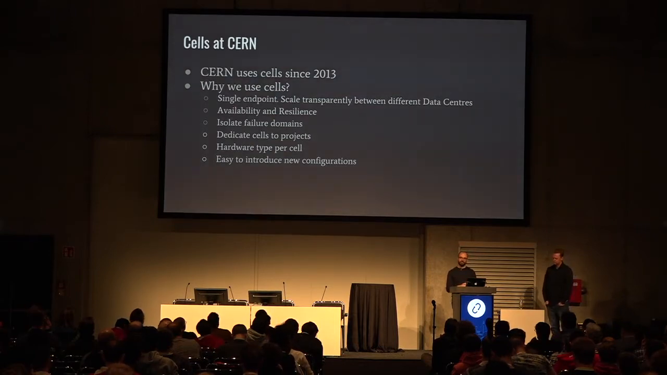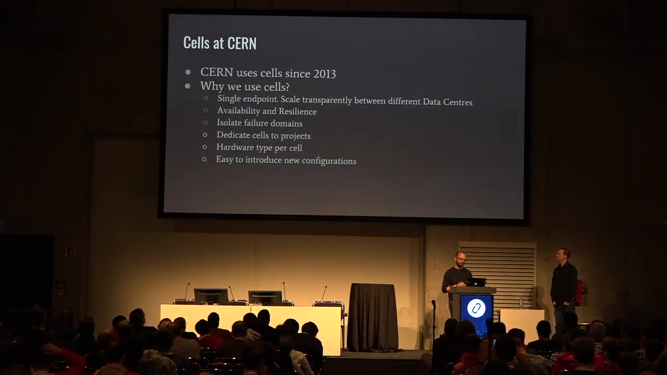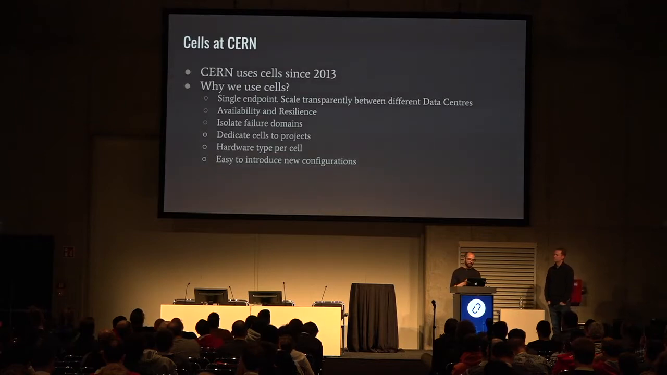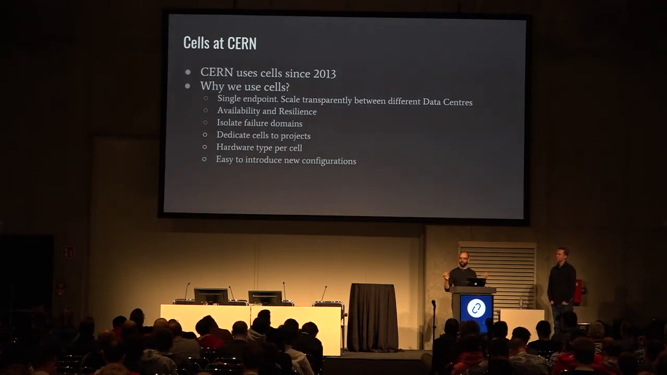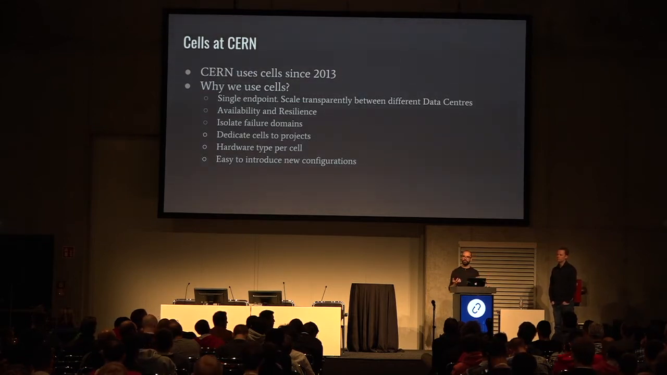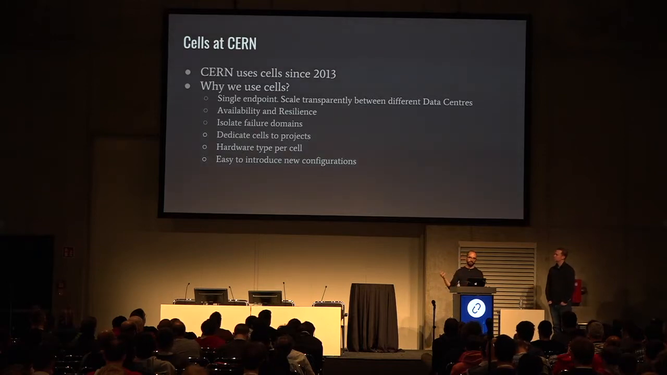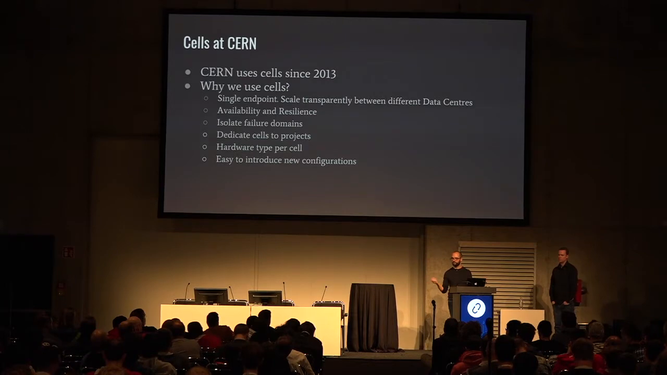So, cells at CERN. We have been running cells basically from the beginning of the CERN clouds, since 2013. Why do we need cells? Why are we using cells? There are several points. First, we wanted to have only one endpoint that we offer to our users. We have two data centers, one in Geneva, Switzerland, the other in Budapest, Hungary. At that point, we didn't want to have two different regions or even two different endpoints to offer to our users. We wanted this to be completely transparent, and cells actually allow us this.